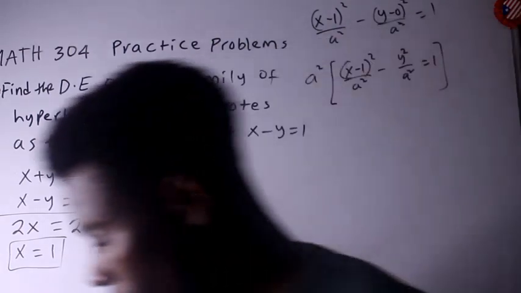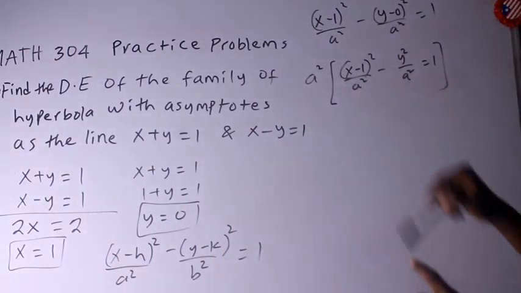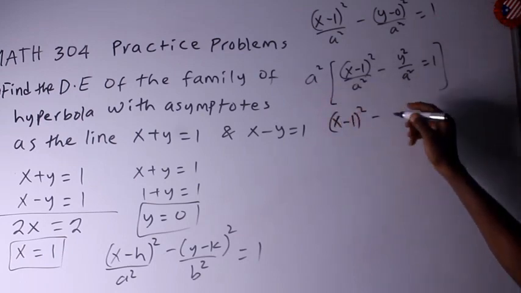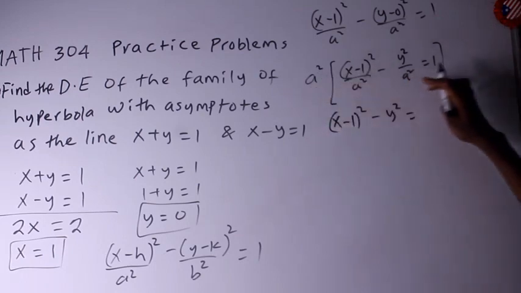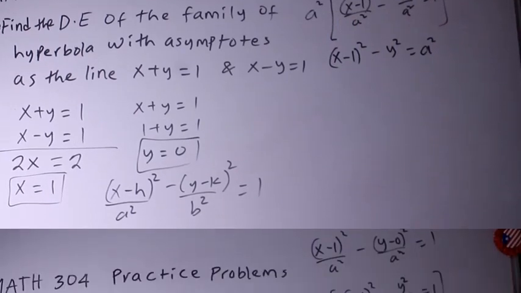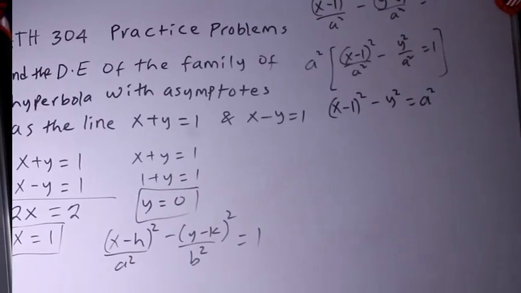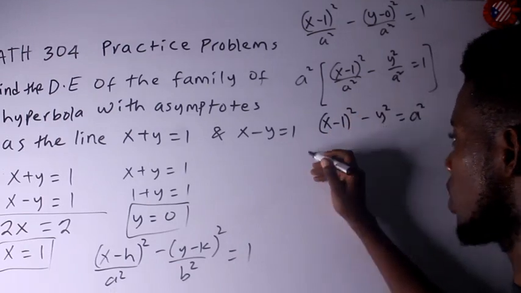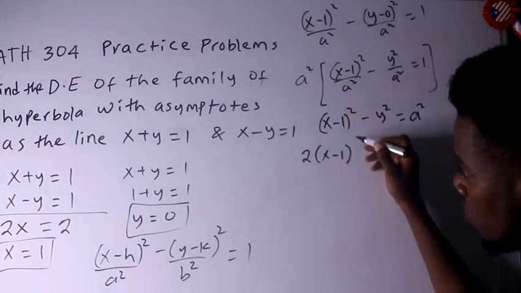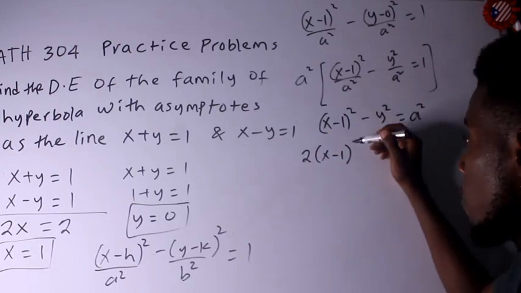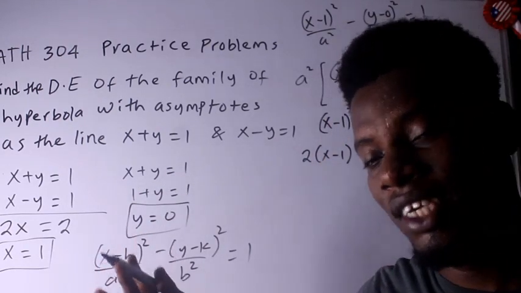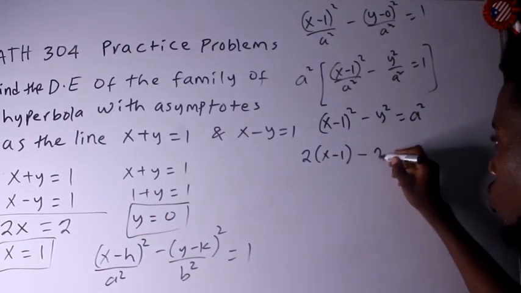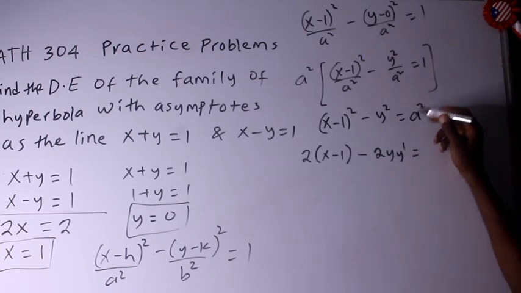So multiply a squared by each term. So what do we have? A squared times this and this are going to cancel out. I'll have x minus 1 all squared minus, this also cancels out, y squared equals a squared times 1, that's a squared. I can differentiate each term to get the differential equation that I need. So I differentiate x minus 1 all squared, I'll have 2 times x minus 1 raised to the power of 1 because I subtract 1 from the 2, and multiply by the derivative of the expression inside. So the derivative of x minus 1 is just 1, minus the derivative of y squared is 2y y prime, and the derivative of a squared is 0.